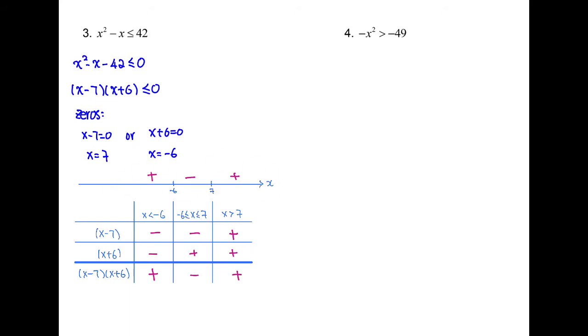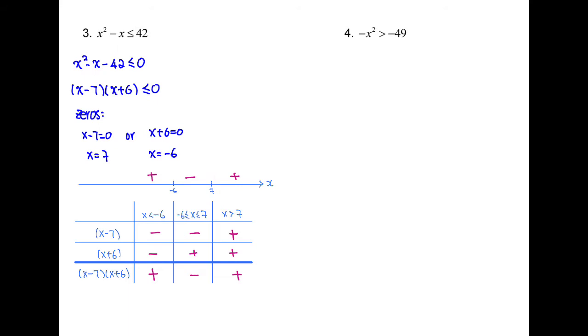After we have the positive negative sign on each interval, then we have to go back to our inequality to see which interval will be the solution. And as you can see, we want our function to be less than or equal to 0. That means we are looking for the intervals that have a negative sign, which is here. So we know this is our solution from negative 6 to 7.